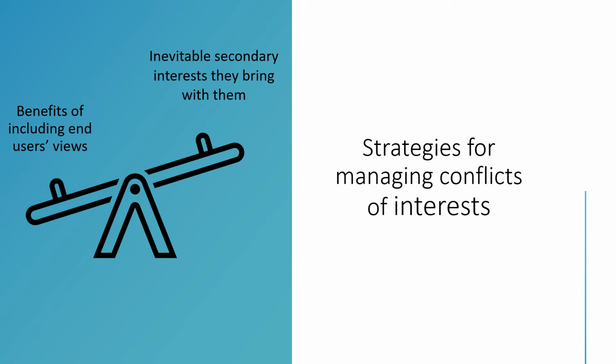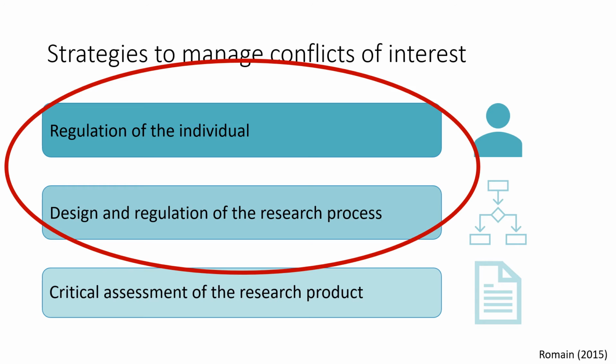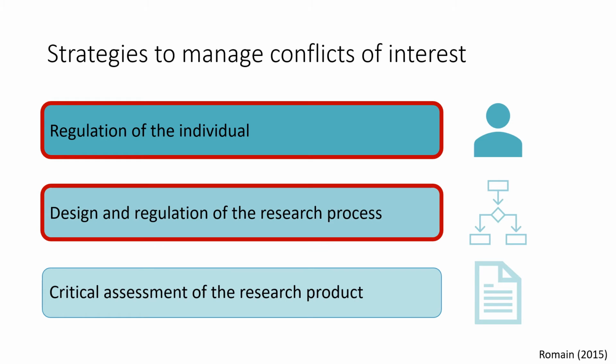So we need strategies to balance the benefits of including end users' views against the inevitable secondary interests they bring with them to research. There are three main categories of strategies to manage conflicts of interest. There's regulation of the individual, design and regulation of the research process, or critical assessment of the research product. We will often find a combination of strategies to address conflicts of interest. In this presentation, we're going to focus on strategies that regulate the individual and regulate the research process.